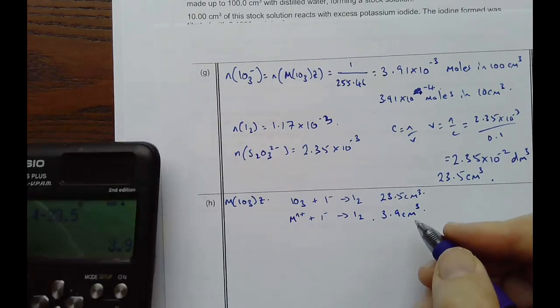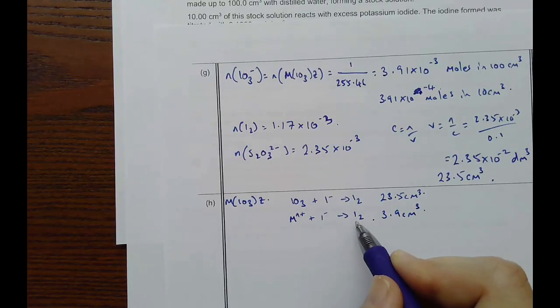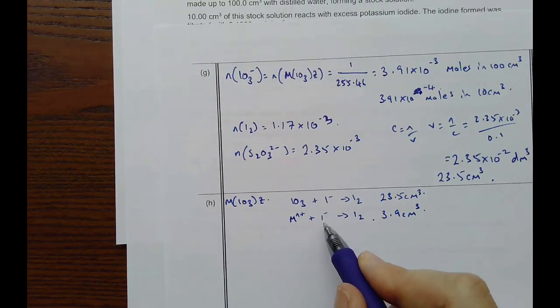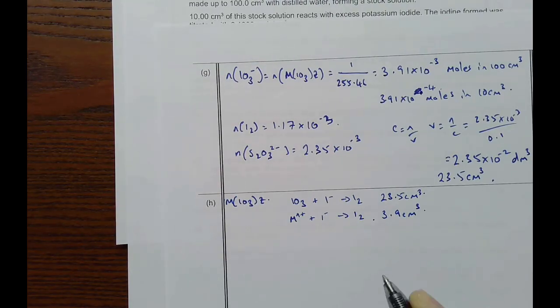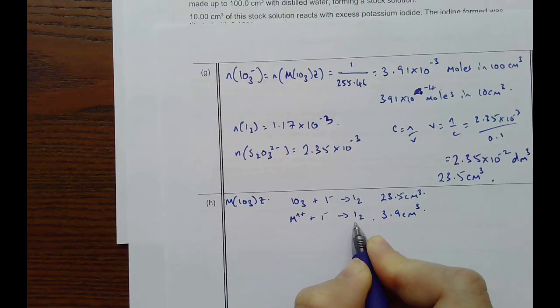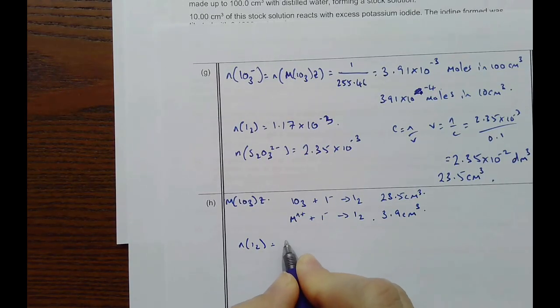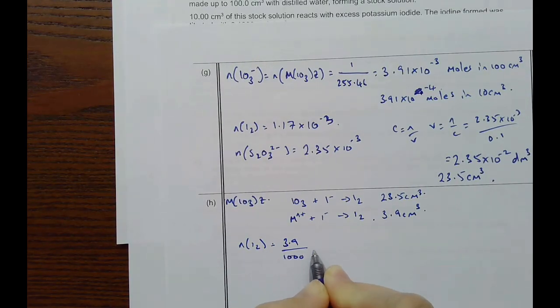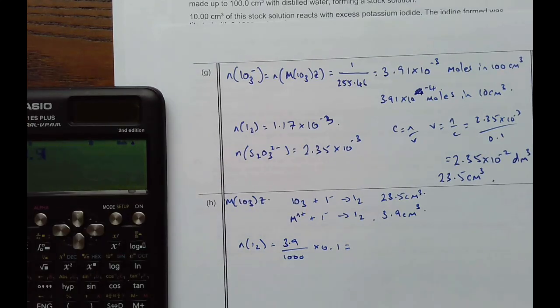Okay, so 3.9 centimeters cubed of sodium thiosulfate is required to react with the iodine produced as a result of the iodide reacting with the metal. So we can work out the moles of iodine produced by reaction with the metal. So the moles of iodine is going to be 3.9 divided by 1,000 multiplied by 0.1. It's going to be 3.9 times 10 to the minus 4.